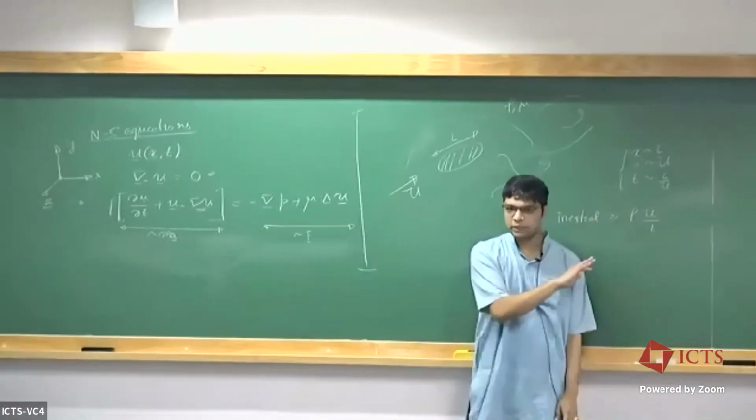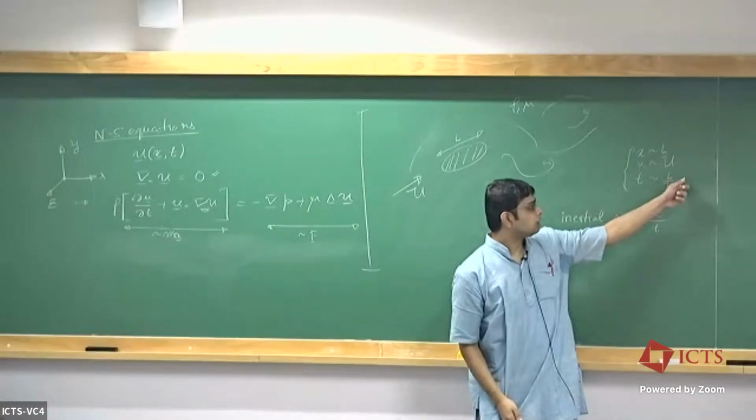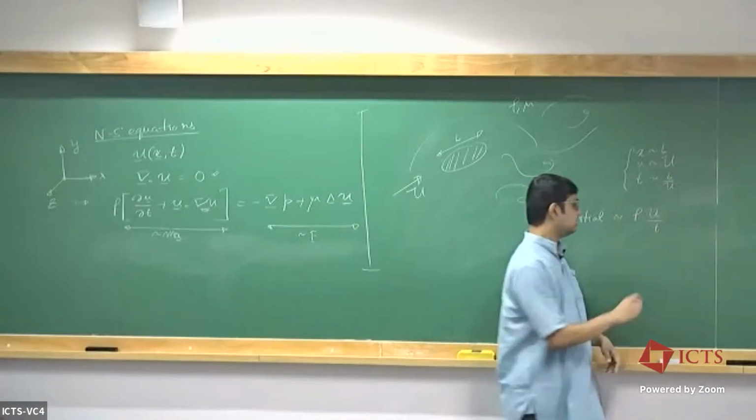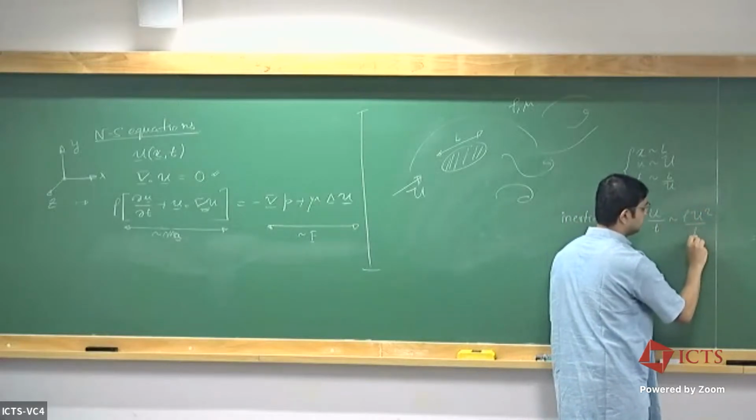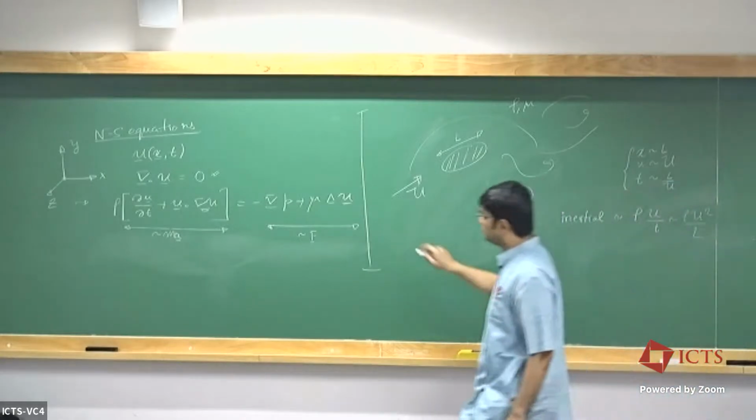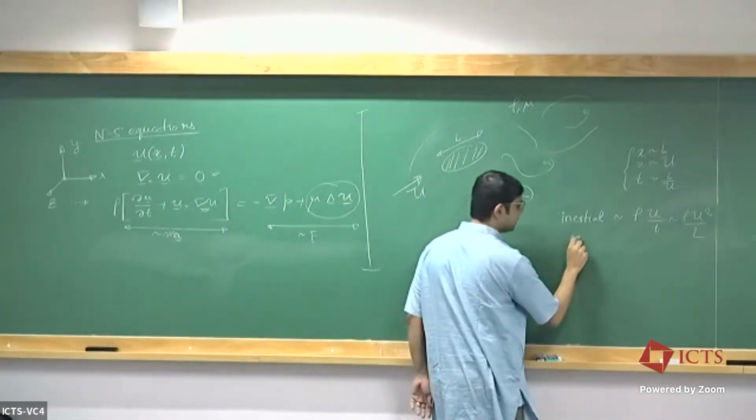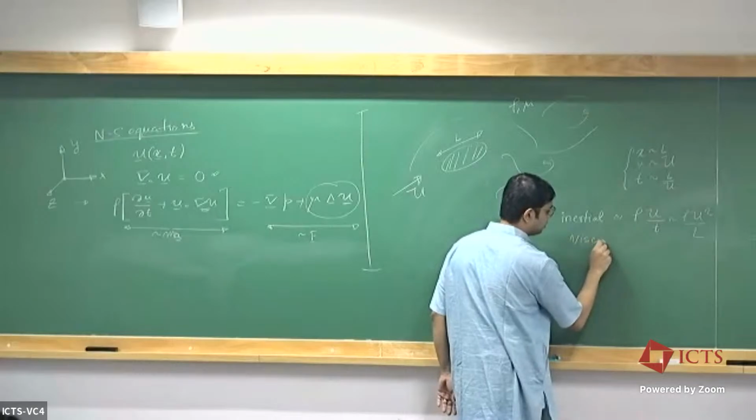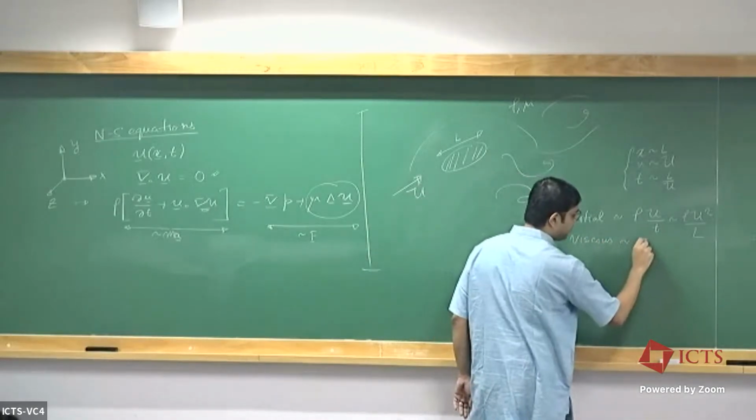Is this okay with everyone? It is roughly U over T. But I know what T is, so I just do rho U squared. That's this term, right? Okay. How about this term? Let's call it viscous. Well, there is a mu sitting there.